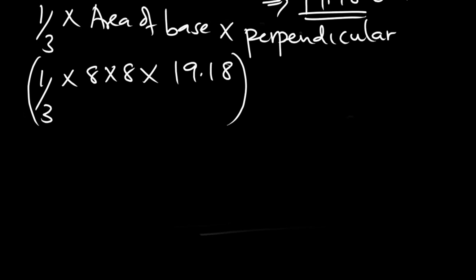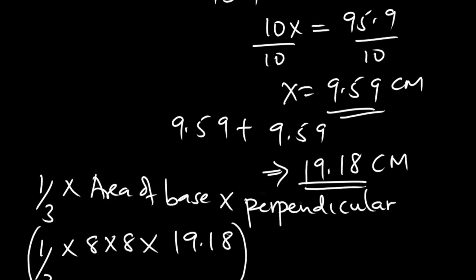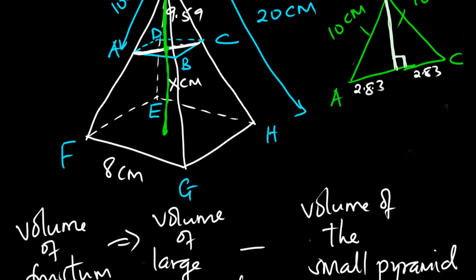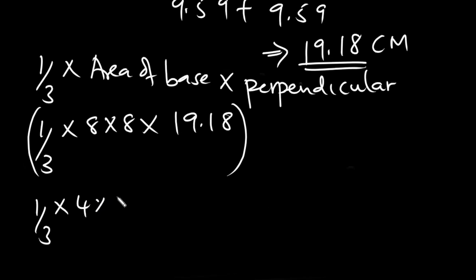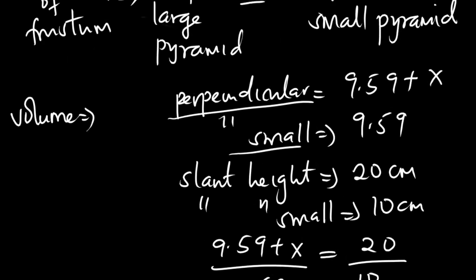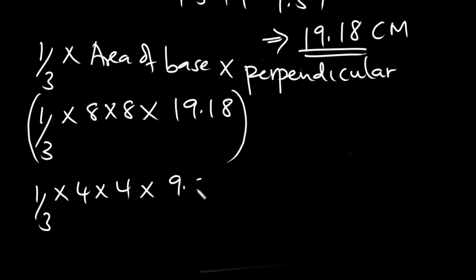What about the small pyramid? It's a third times, using the same formula, the area of the base. The base of the small pyramid measures 4 centimeters by 4 centimeters. So it's a third times 4 times 4, and then times the perpendicular height, which is 9.59. And then now we get the difference. We subtract this from this, and what we shall be left with is the volume of the frustum. So let's work this out.